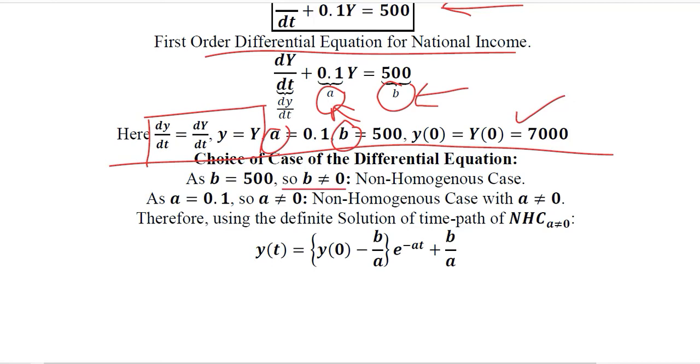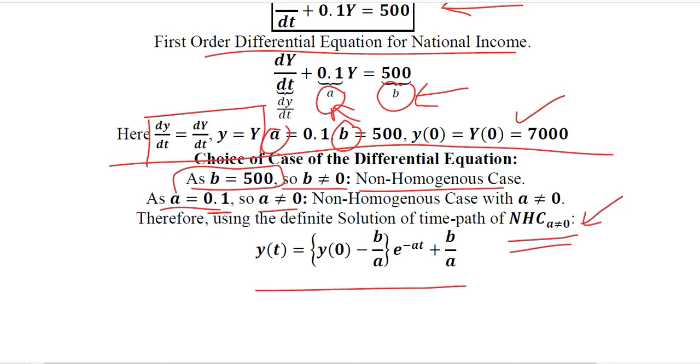Starting with the value of b, it is a non-zero value, which is actually 500, so it's a non-homogeneous case. And a is -0.1, and it's definitely not equal to 0, so it's a non-homogeneous case where a is not equal to 0. So this is the formula we can use, the definite solution of the first order differential equation for the non-homogeneous case where a is not equal to 0.